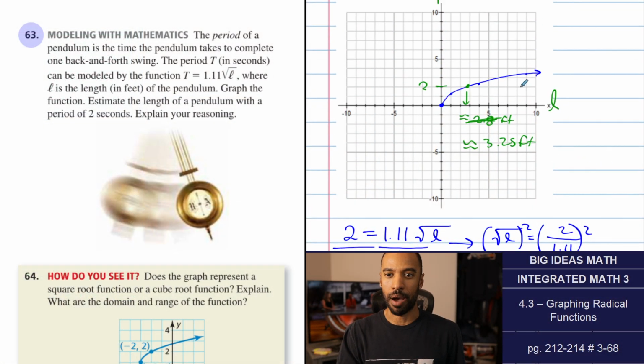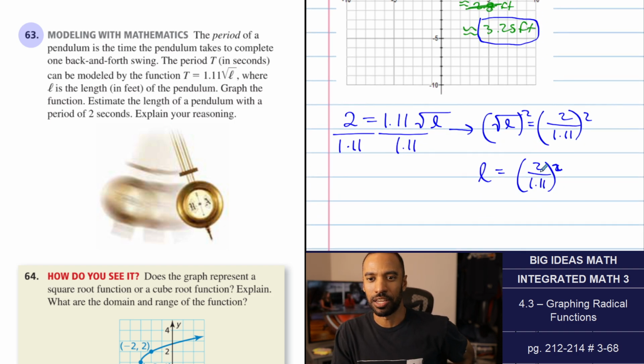So there were a couple things I might have done wrong here. First of all, using my hand-drawn graph to estimate it. Second of all, using a graph to estimate it. Here's the solving version.